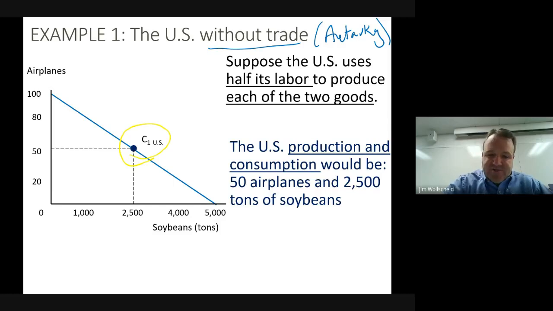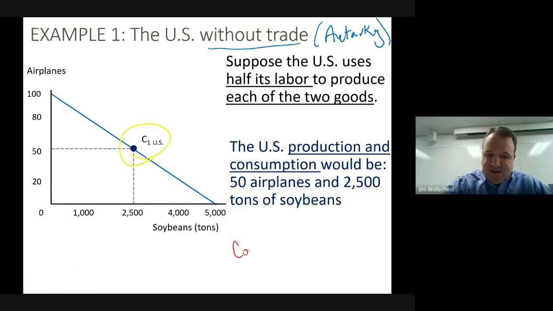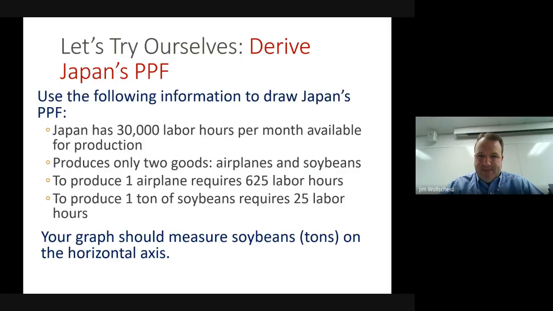So if we're self-sufficient, what that means is that our consumption equals our production. So we can only consume then what we produce. So sometimes we refer to this as the consumption possibilities frontier equals our production possibilities frontier. So that's for the US.